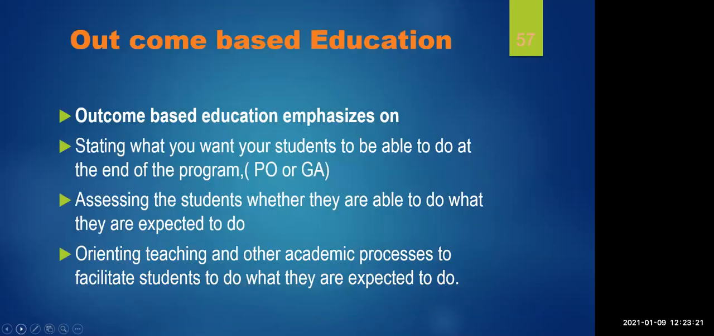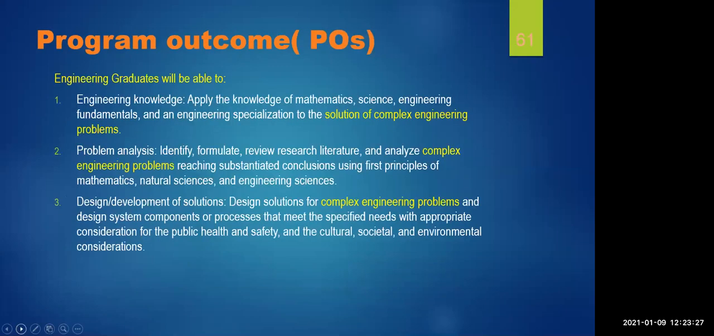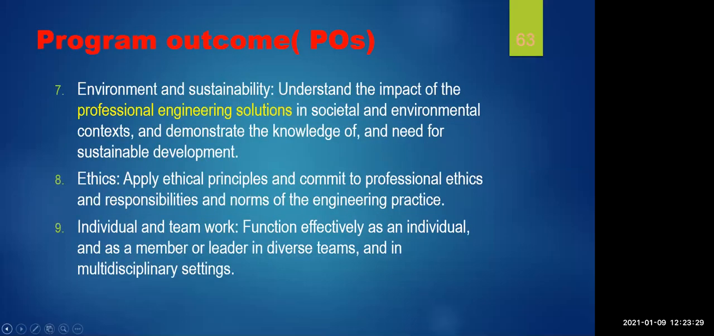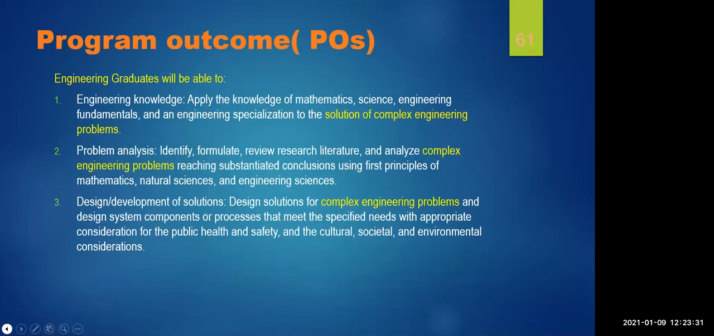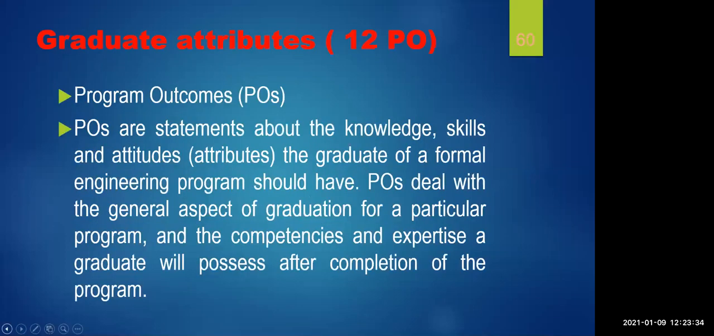So now, time is not there, so I will bypass all those things, POs and all. I'll go to the question paper now. Actually, the NBA system is saying that an engineering graduate should have 12 characteristics when they come out from the college. So that is what they call graduate attributes, attributes of the graduates, or program outcomes. They call it program outcome. So these are the 12 characteristics any engineer should have. So what are those 12 characteristics?